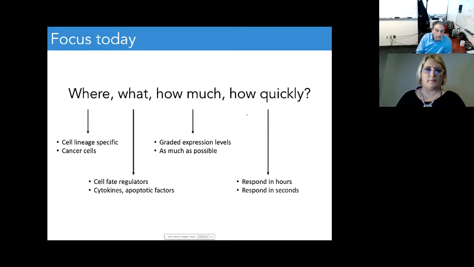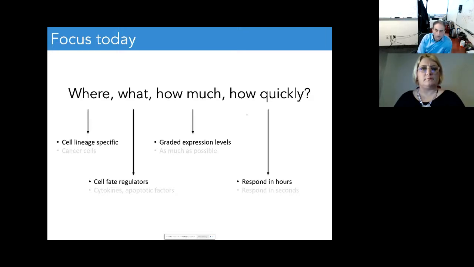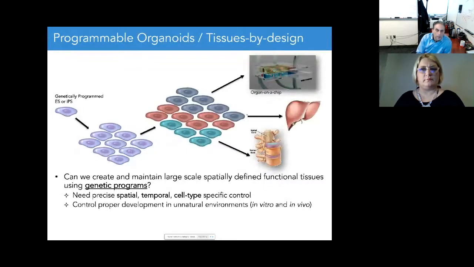Do we need to respond in hours, or do we need mechanisms that allow us to respond in seconds? I'll give you examples of both. So let's start with cell lineage specific expression of sulfate regulators in a graded way, where it's okay to respond in hours. We don't need faster responses. This is just fine.